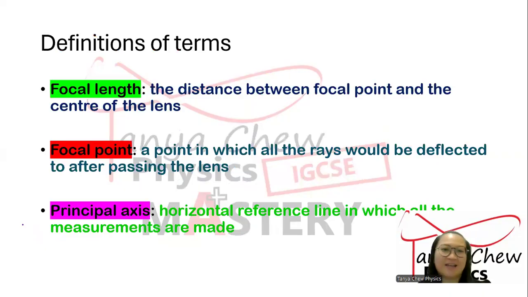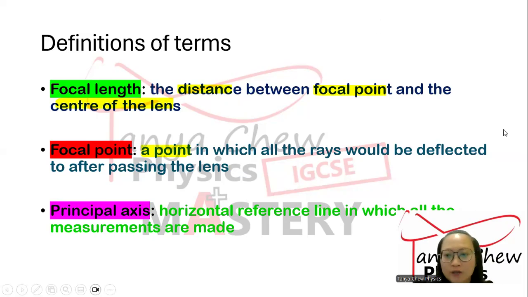Now, definition of some terms. For your converging lens, bear in mind the focal length. Length means distance: the distance between the focal point and the center of the lens. The focal point is a point, sometimes called the principal focus. It is the point to which all the rays would be refracted after passing through a converging lens.